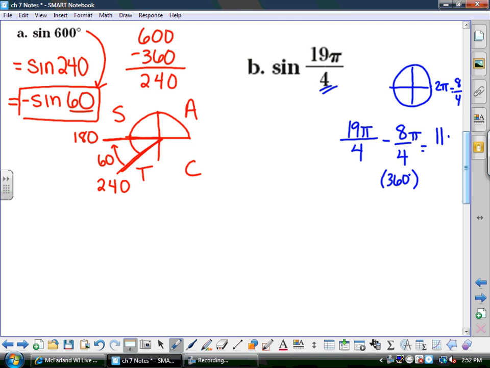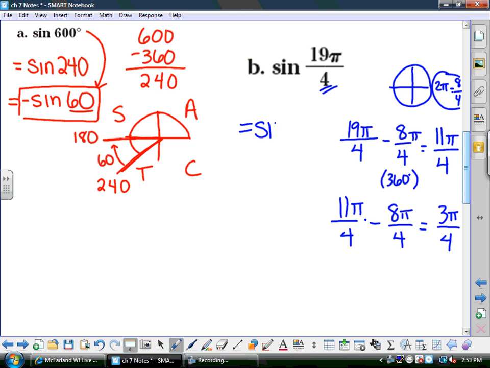And I get 11 pi over 4, which is still more than 1 trip around the circle. 1 trip around the circle is 2 pi. So I'm going to take that 11 fourths and subtract a full rotation again. And I finally get something that is less than 1 trip around the circle. I get that the sine of 19 pi over 4 is the same as the sine of 3 pi over 4. Those angles are coterminal. They end in the exact same spot.